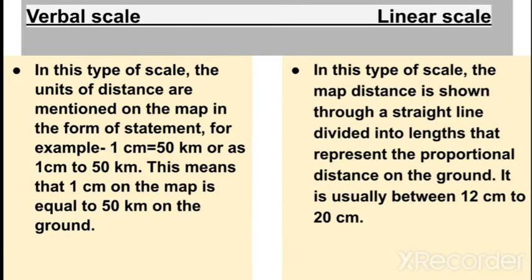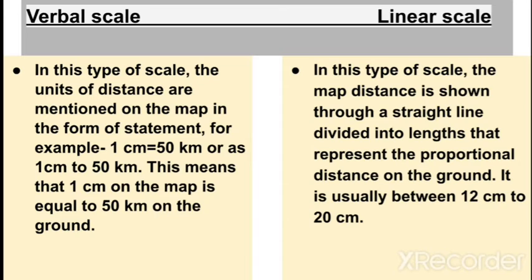Next, differentiate verbal scale and linear scale. Answer. In verbal scale, you will write, in this type of scale, the unit of distance are mentioned on the map in the form of a statement. For example, 1 centimeter equal to 50 kilometer or as 1 centimeter to 50 kilometer. This means that 1 centimeter on the map is equal to 50 kilometer on the ground.